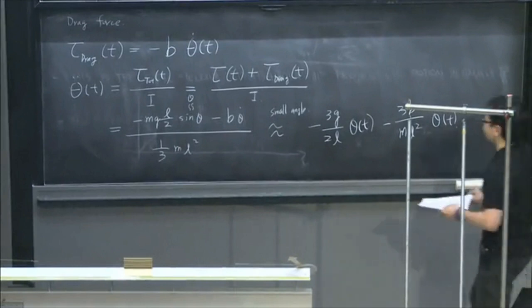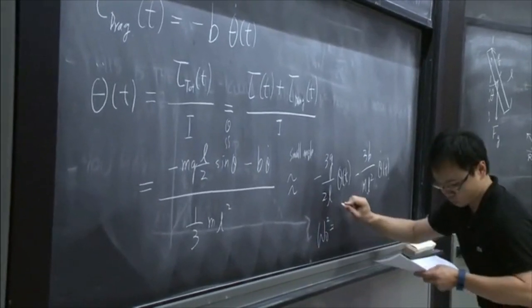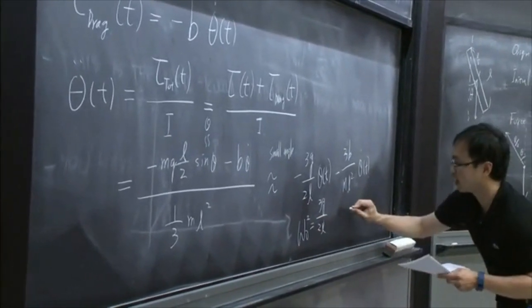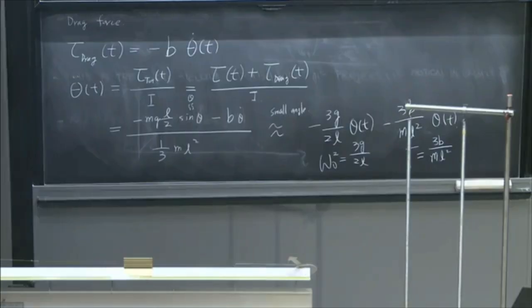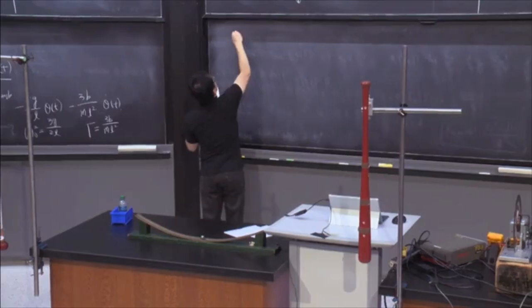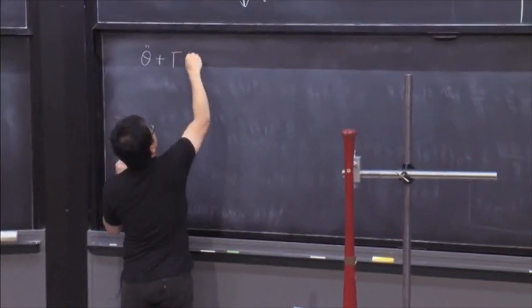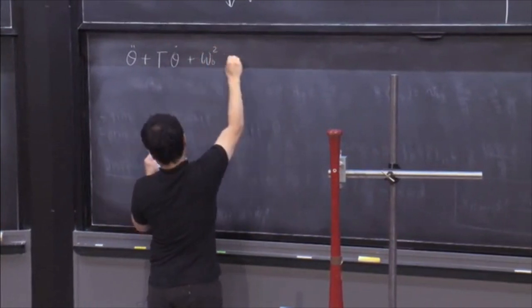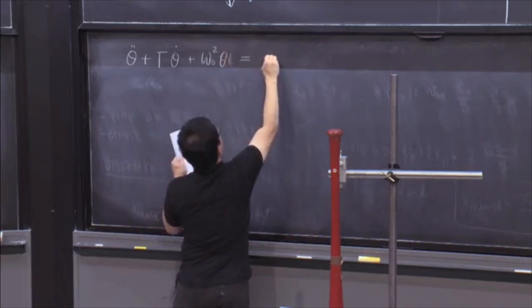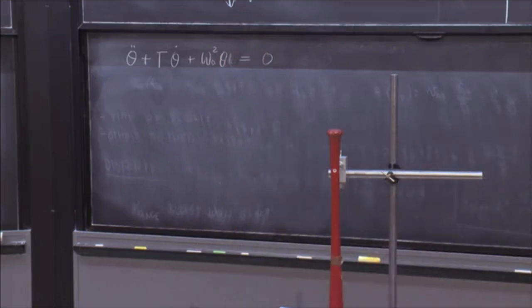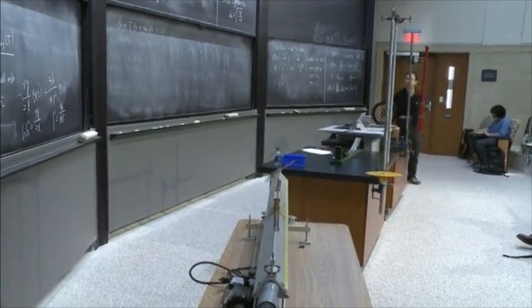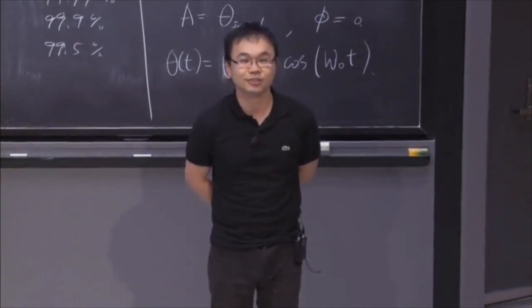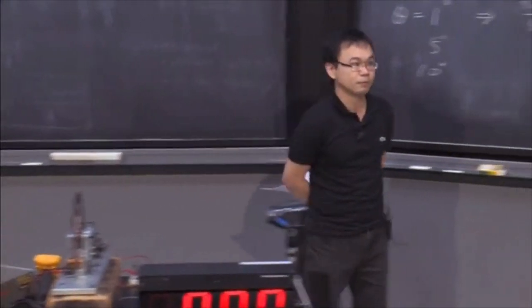And now, as usual, I define omega 0 squared equal to 3g over 2L, and I can also define gamma equal to 3b over ml squared, just to make my life easier, right? Finally, we arrive at this expression: theta double dot plus gamma theta dot plus omega 0 squared theta is equal to 0. So what you can see from here is that we have derived the equation of motion, and the rest of the work is really just to solve this equation of motion.